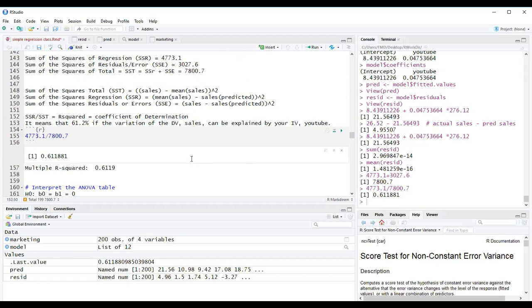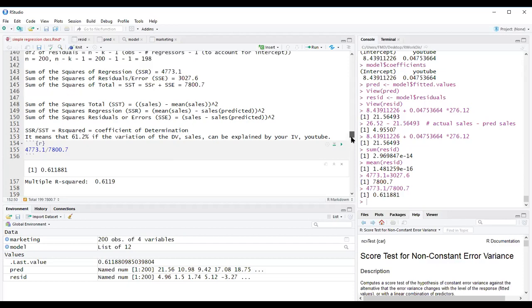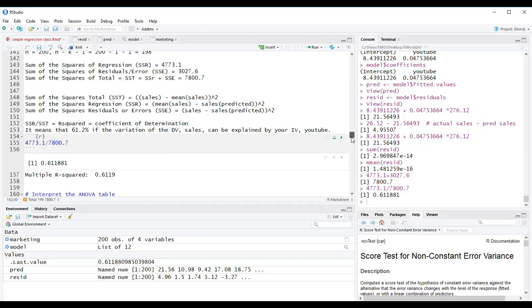Ang sinasabi niya na yung SSR natin, 4773, divided by the total, 7800, 61% and 62%, ibig sabihin yan, kayang i-explain ng independent variable natin na si YouTube, yung variation ni dependent variable. So is that good? Yes, guys, the higher the R squared, the better. No? Kasi kung mas mataas yung R squared, ibig sabihin mas kayang i-predict or mas kayang i-model ng independent variable natin, yung dependent variable natin.